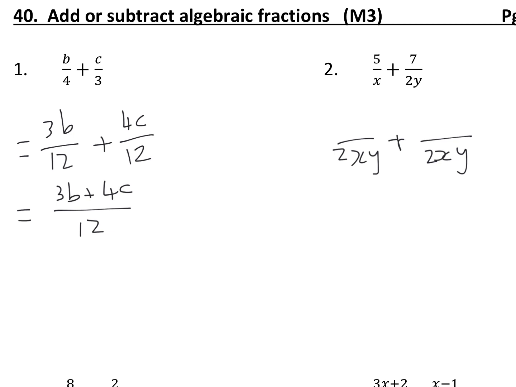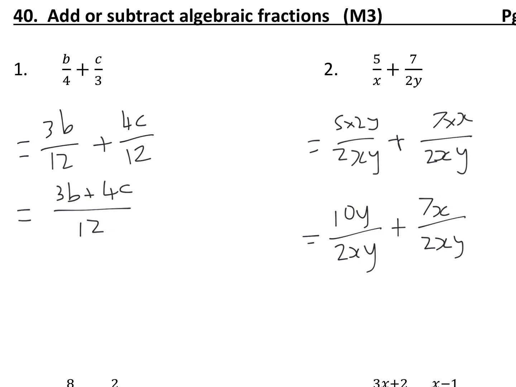Now, how do we get from x to 2xy? We have to multiply by 2y. So if we multiply the 5 by 2y, that would end up with 10y. The second fraction, how do we get from 2y to 2xy? We have to multiply by x. So that would be 7 times x, or simply 7x. Now our denominator is the same. We can bring those two fractions together to get 10y plus 7x.